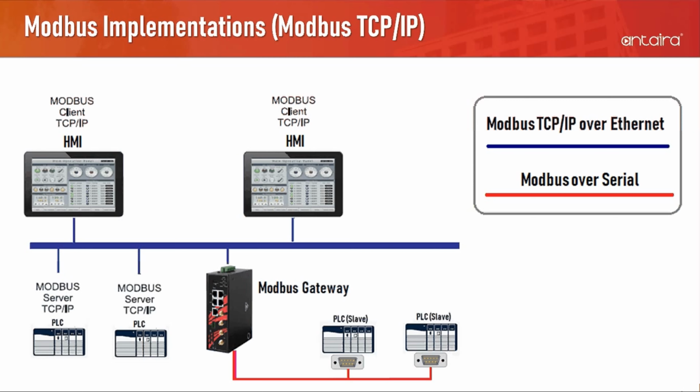Modbus TCP/IP uses terms such as clients and servers instead of masters and slaves. The difference between these terms is that in a serial communication network, normally we have one master and multiple slaves, whereas in an Ethernet network, we may have more than one client and multiple servers.